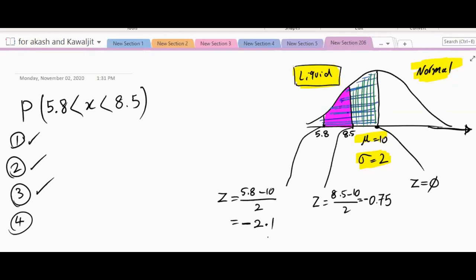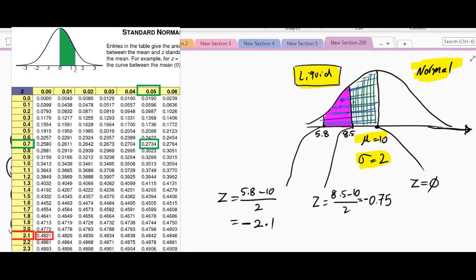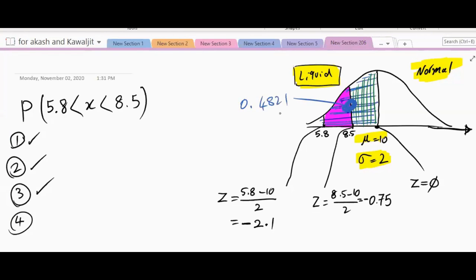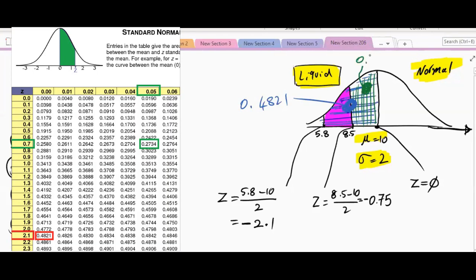Now we can find the areas. For the blue area, the big blue area, how much is this area? 0.4821. Do we have 2.1? Oh, we do. That's good, so it's easy. 0.4821. Okay. For the green area, we have 0.7, but then we have to go six columns ahead, to 0.75. 0.2734. Very good.